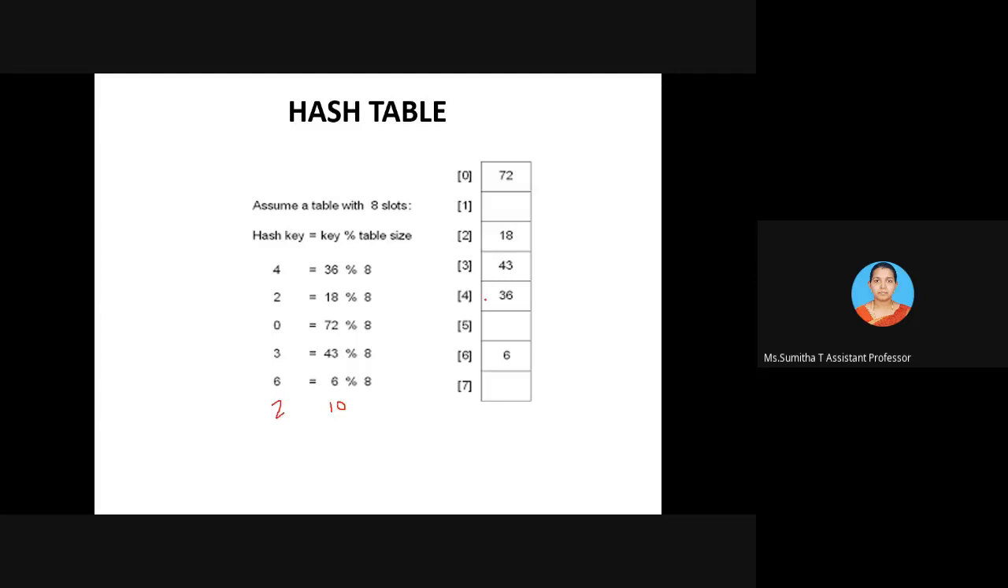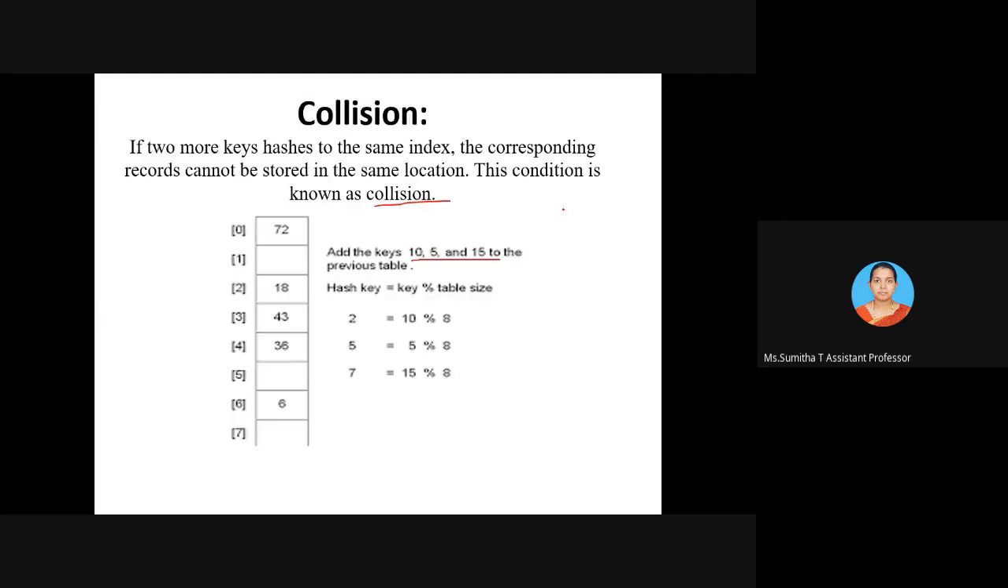But here, element 18 is already there. So for that we need some procedure to overcome this problem. For the element 10, the value is 2, so position 2 is already filled with 18.